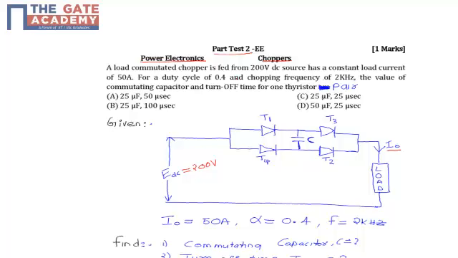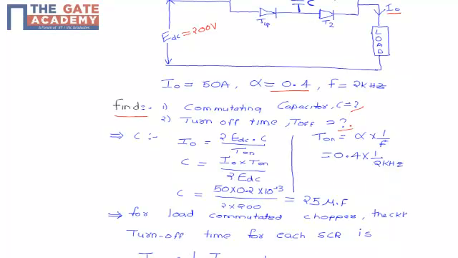For a duty cycle of 0.4, which is nothing but alpha is 0.4, and a chopping frequency of 2 kilohertz, we have to find the value of the commutating capacitor and the turn off time for one thyristor pair. In this we have to find the commutating capacitor C and the turn off time of any one thyristor pair.